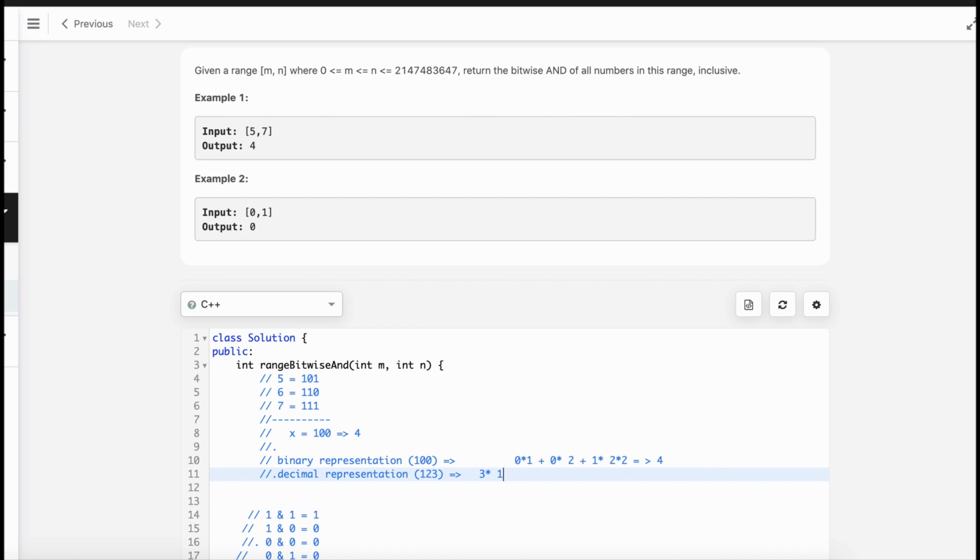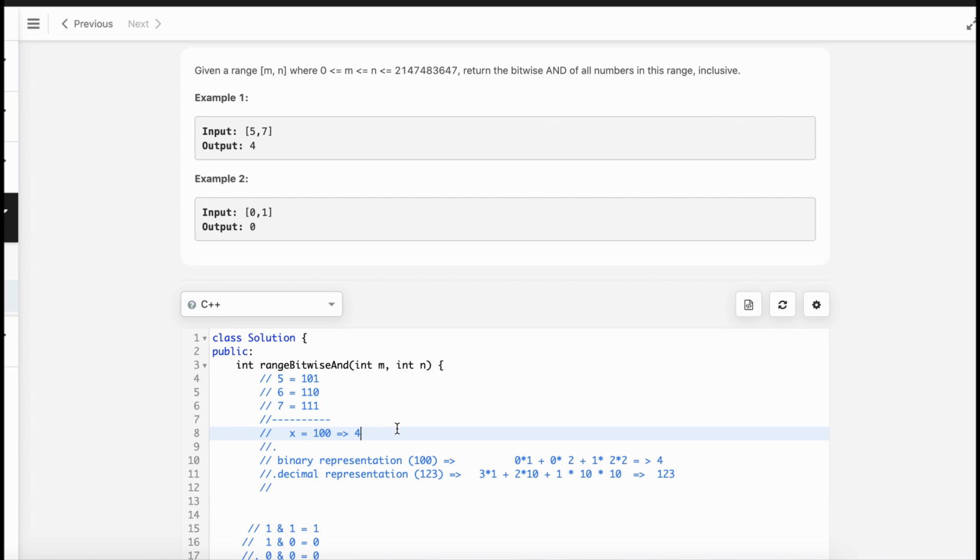Here also the first position will be multiplied with 1, the second position with 1 into 10, and the third position value will be multiplied with 10 into 10. Ten is the decimal base, which will give us 100 and 20 and 3. In this way we get 123. In a similar way, binary representation works.